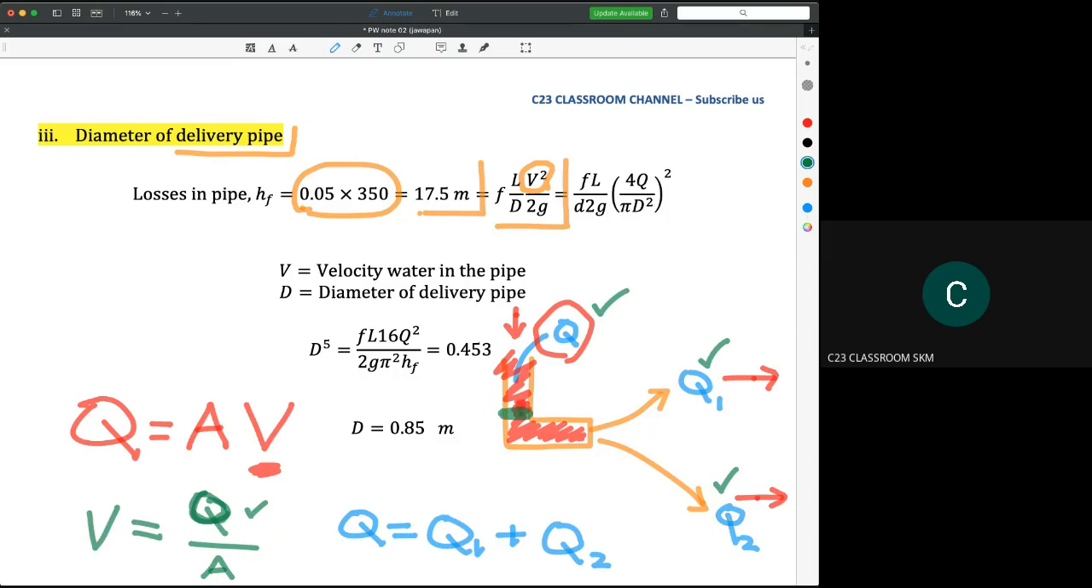So the equation for the cross-sectional area consists of diameter. If you look here, we replace the value of V here with the equation of flow rate. So we could replace the value of V with 4Q over pi D square, and we need to square the value because we have a V square here. And then I think you already know that if we substitute all the values here, we could get the value of D, and the D here is actually the diameter of this delivery pipe. So if you calculate this one, you will have the value of D is 0.85 meter.